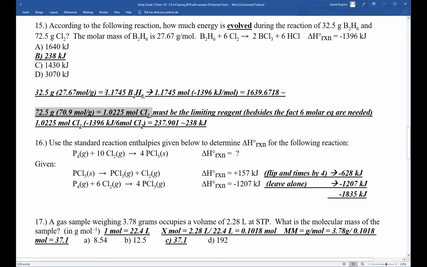We wouldn't ever get to 1.17, right? We would stop at 1.02. So we don't need to worry about this number here, because you would never consume all of it anyway. Once we know how many moles of chlorine, keep in mind that there's 6 moles of chlorine for every negative 1396 kilojoules.